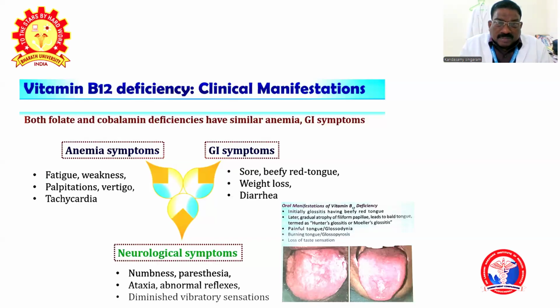What are the neurological symptoms? Numbness, paresthesia, ataxia, abnormal reflexes, diminished vibration sensation. So these are the clinical manifestations due to vitamin B12 deficiency. Let us recollect once again. Both folate and cobalamin deficiency have similar anemia as well as GI symptoms. Anemia symptoms, GI symptoms, neurological symptoms.